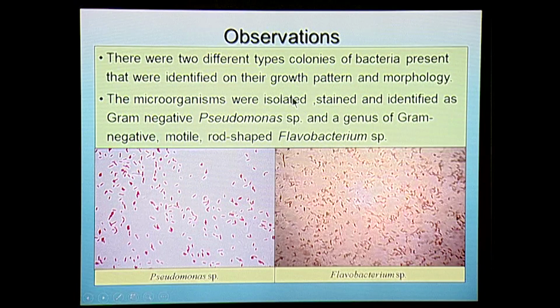There were two different colonies of bacteria present. One is the gram-negative Pseudomonas species and the other a genus of gram-negative motile rod-shaped Flavobacterium that were isolated from the soil of the Sundarbans. Both of these are salt-tolerant or halophilic bacteria.